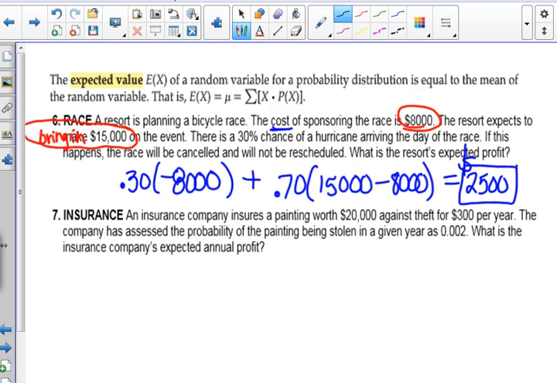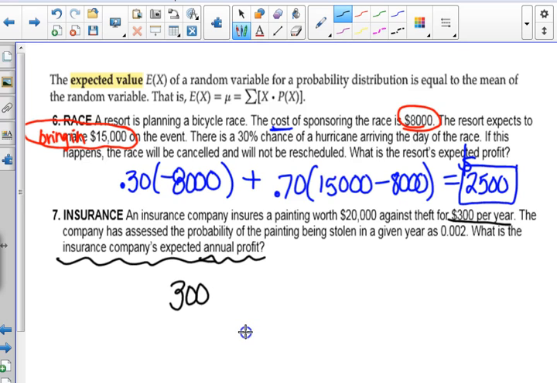All right. This is another place that they use this in the real world, guys. Insurance uses this idea all the time. So we are supposed to be the insurance company. As the insurance company, what is our expected annual profit? Read the question. What are we making every year? They're paying us how much? $300 a year.